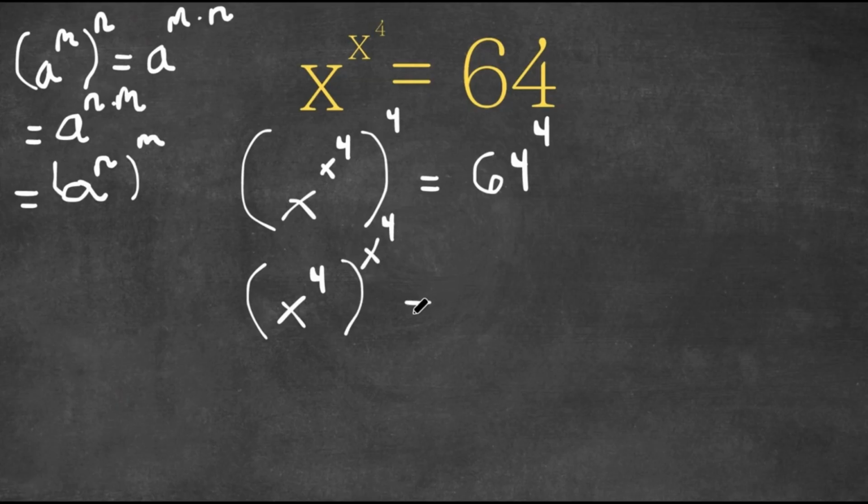And this is equal to, now I'm going to rewrite 64 as 8 squared. So now we have 8 squared to the power of 4. Now remember, if we have something in the form a to the power of m to the power of n, this is equal to a to the power of m times n. Meaning 8 to the power of 2 to the power of 4, this is equal to 8 to the power of 2 times 4, which is 8 to the power of 8.